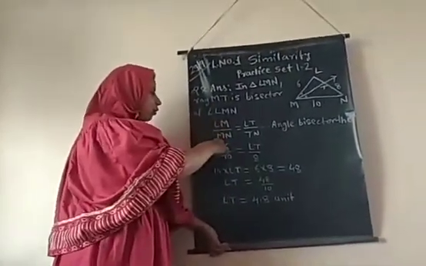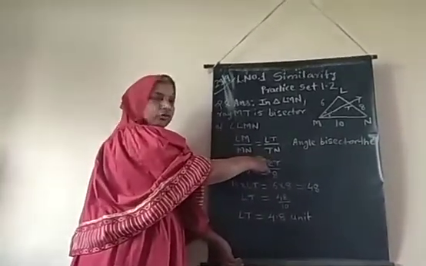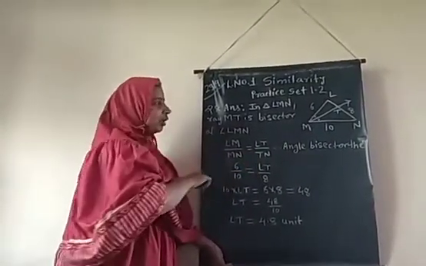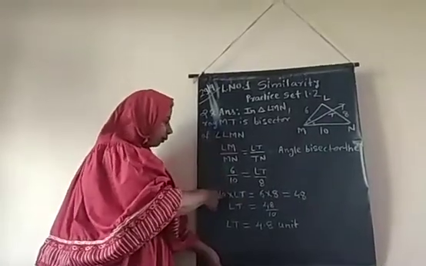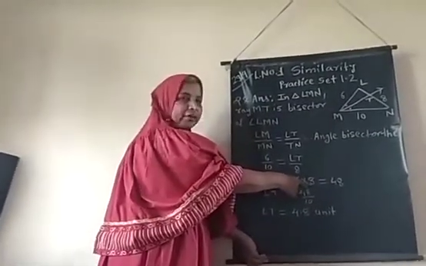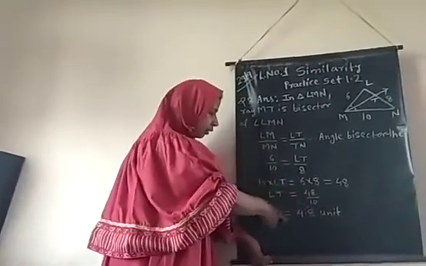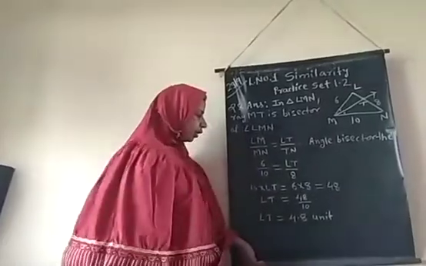Now LM value is given as 6, MN is 10, LT we are going to find, and TN is given as 8. By cross multiplication, 10 multiplied by LT is equal to 6 multiplied by 8, and 6 times 8 is 48. So LT is equal to 48 upon 10, LT is 4.8 units.